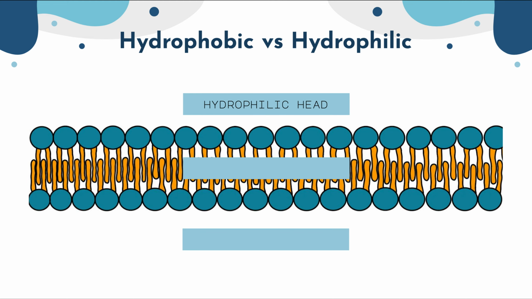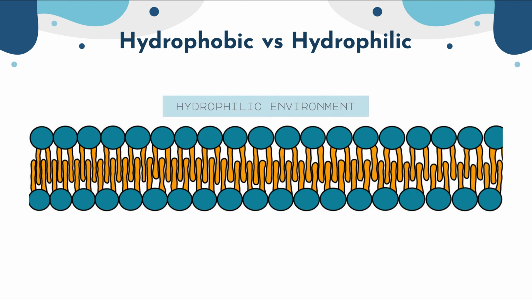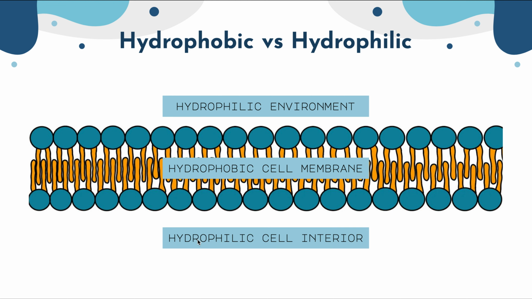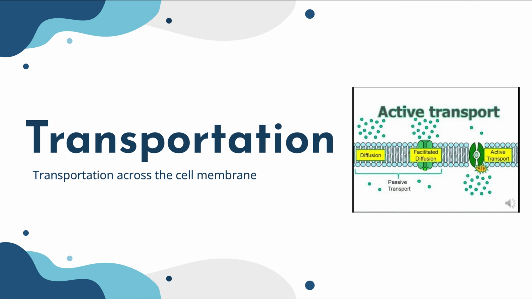From this image, you can see that there are hydrophilic heads on the outside, hydrophobic tails on the inside, and then once again, hydrophilic heads facing the interior of the cell. On the outside is a hydrophilic environment, on the inside is a hydrophobic cell membrane, and facing the interior of the cell is a hydrophilic cell interior.